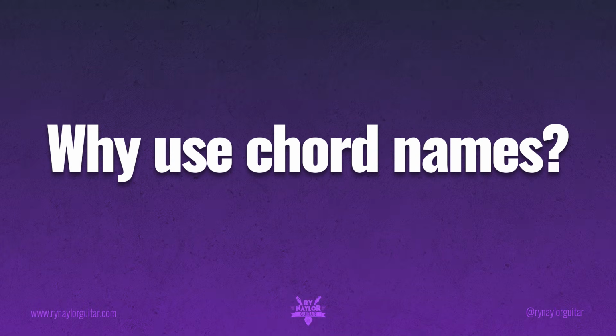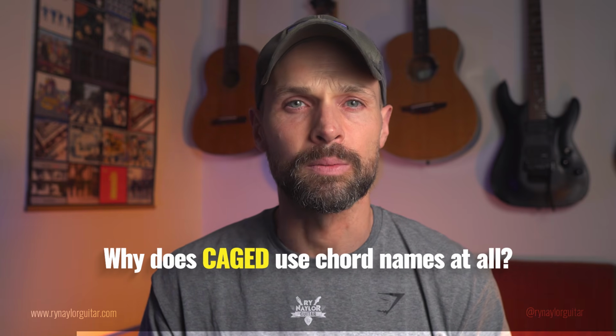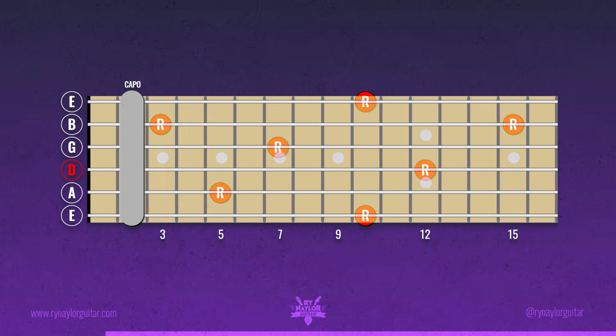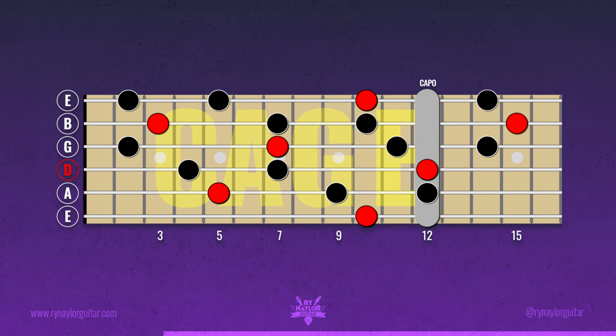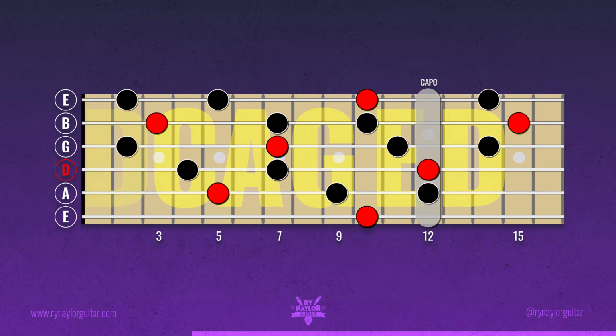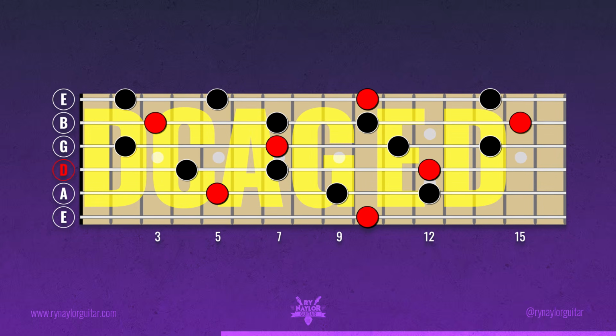Why do we even use chord names? First, a fair question. If chord shapes aren't the framework, why does CAGED use chord names at all? The 5 open chord shapes, C, A, G, E, and D, map perfectly onto the geometry of the octaves that link root notes across the fretboard. That's not a coincidence. It's why those 5 shapes were chosen.